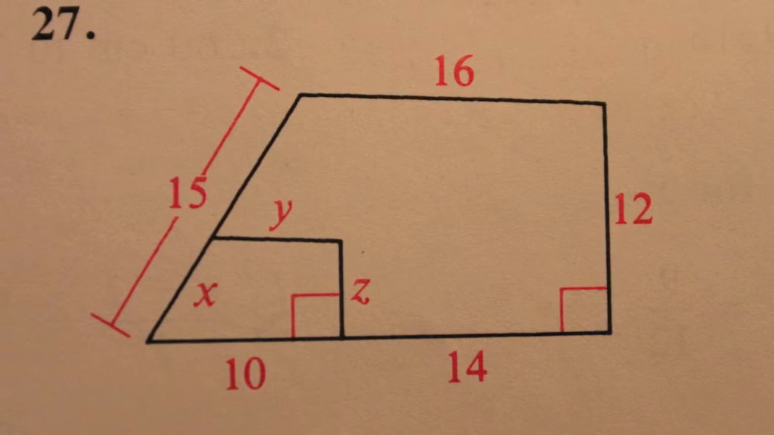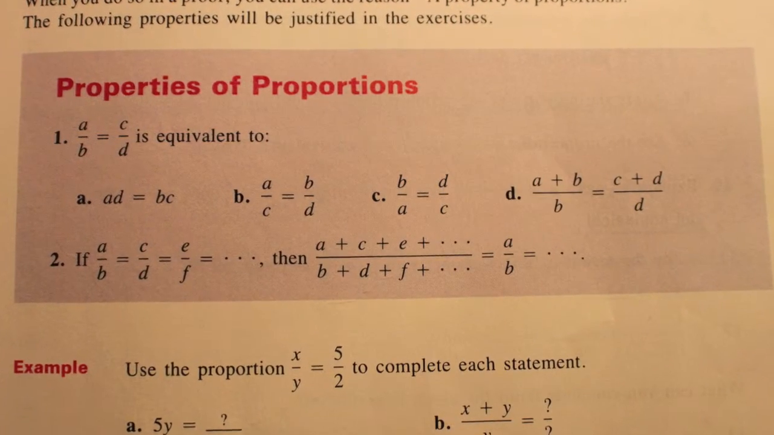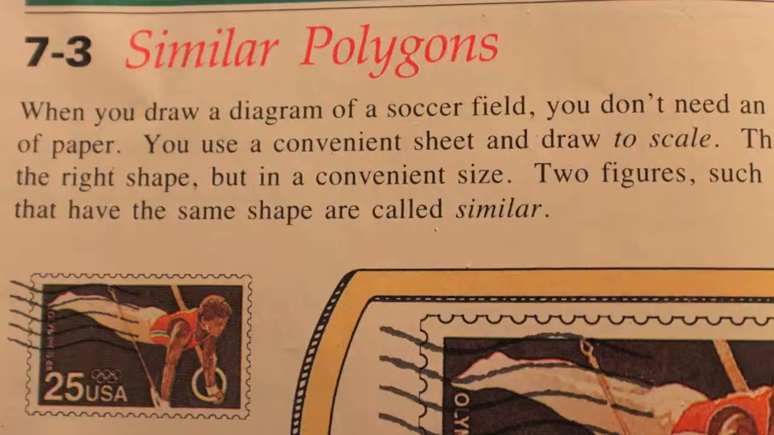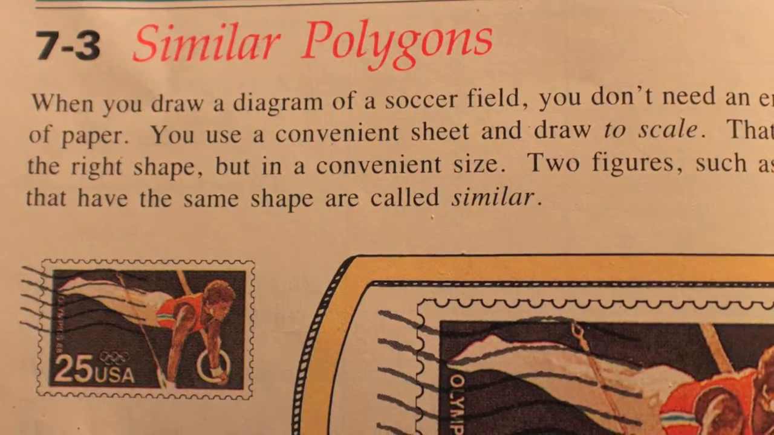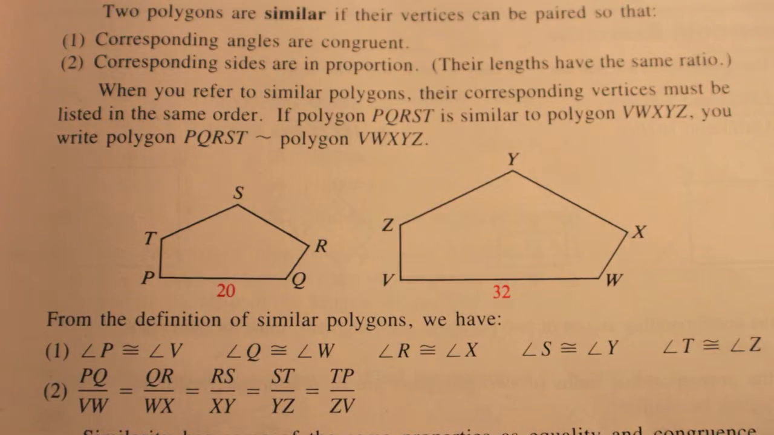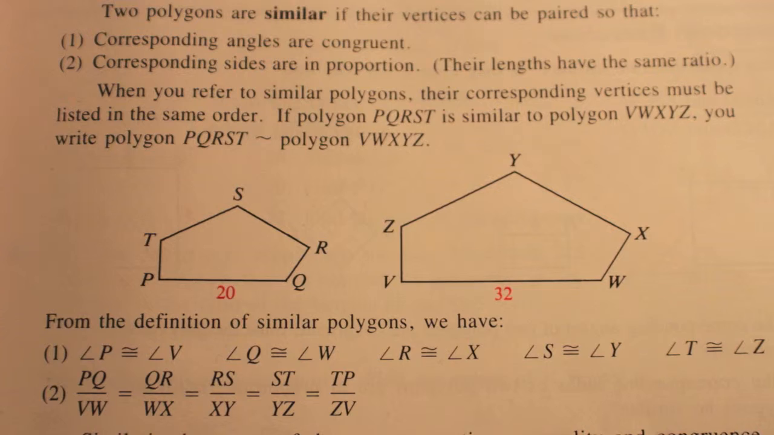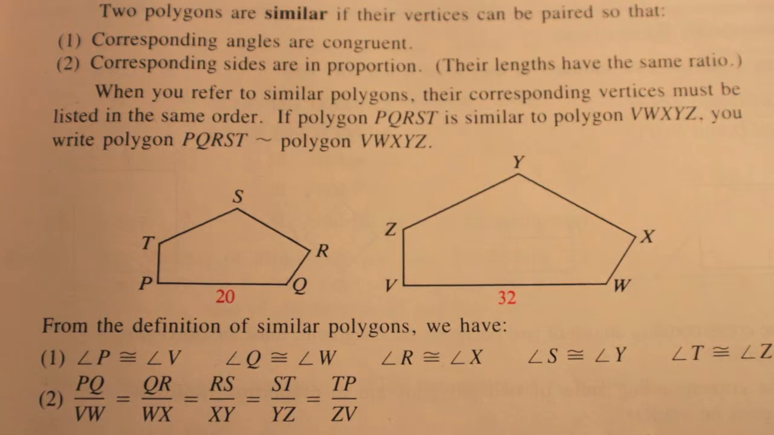Alright, to solve our problem, we kept in mind two basic concepts. First was proportions, and second was similar polygons. Now, I won't go over proportions because I assume you already know what they are. Well, for two polygons to be similar, two conditions must be met. First, corresponding angles should be congruent, and second, corresponding sides are in proportion.